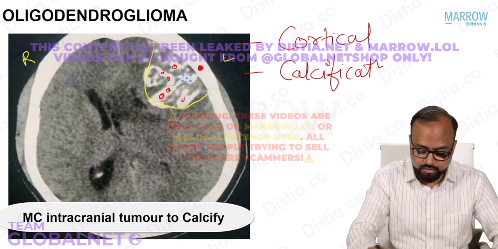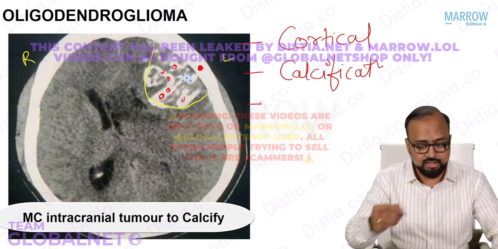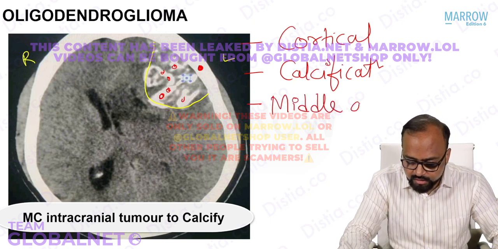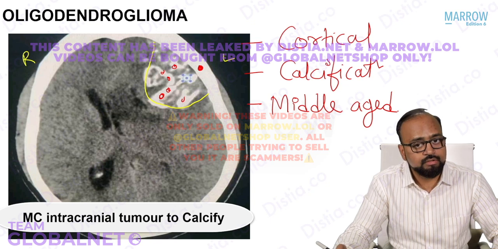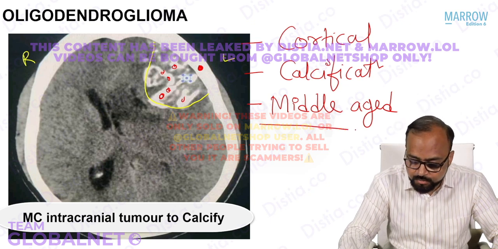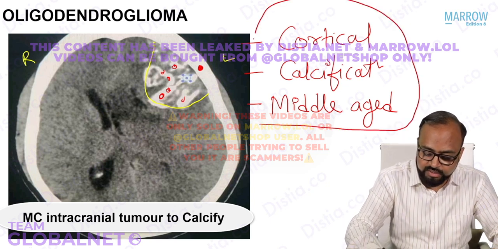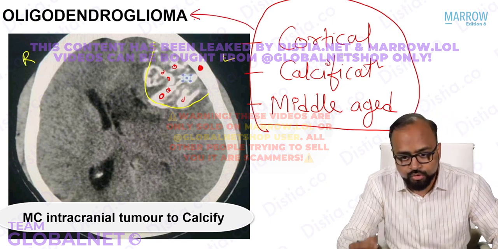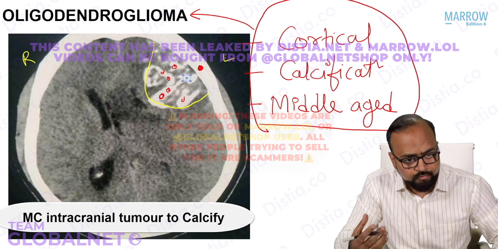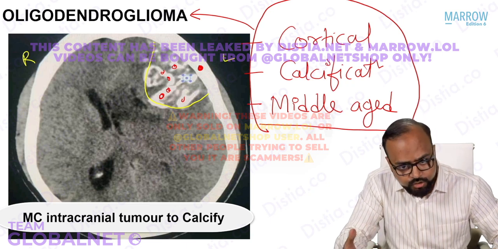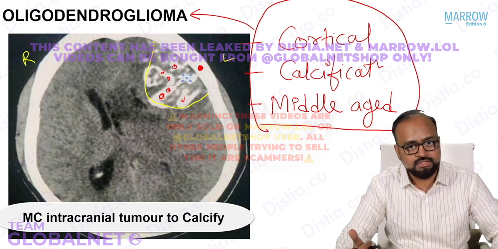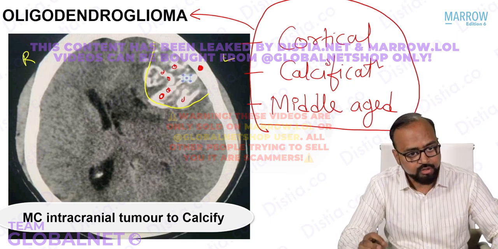Next, it is usually seen in what age group? Glioblastoma is seen in the elderly age group. This tumor, oligodendroglioma, is seen in middle-aged patients. So see, a middle-aged patient presents with a cortical subcortical lesion with intense calcification within it. This is very typical of an oligodendroglioma. These are usually well-defined, or well-differentiated tumors. They have a better prognosis, most commonly located in the frontal lobes, as you can see here. So this is about oligodendroglioma.